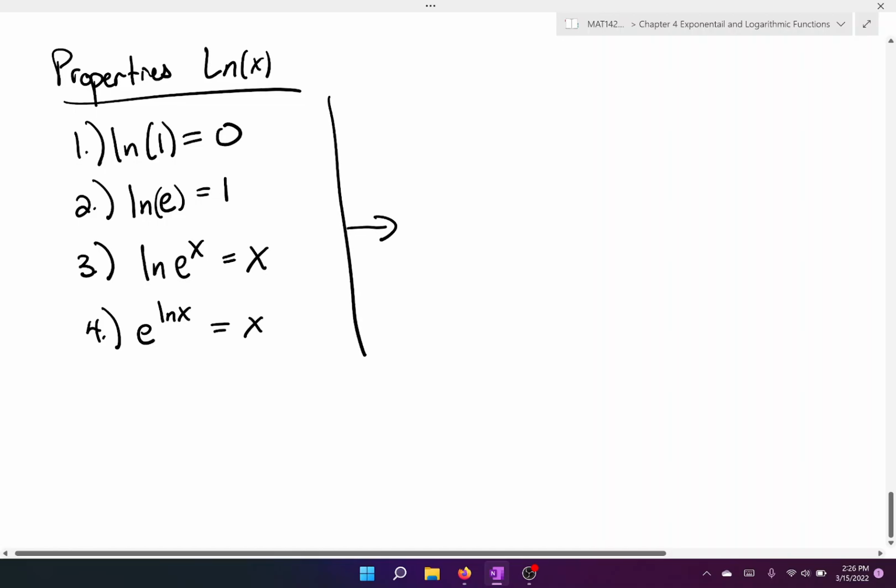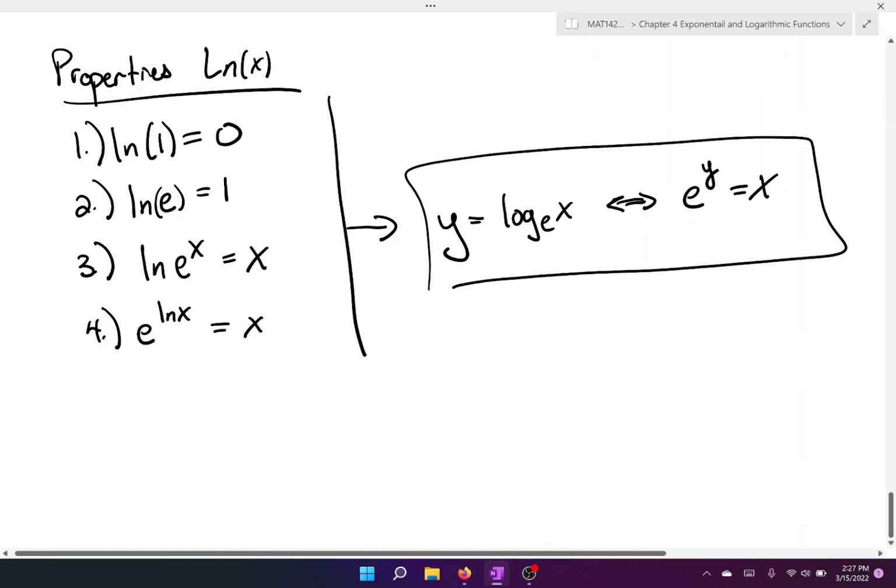And you can verify every single one of these by using the definition, which is the ln of x equals, actually, let me write it out. y equals the log base e of x if and only if e to the y equals x. So you can verify every single one of these properties by using our basic definition of logs.